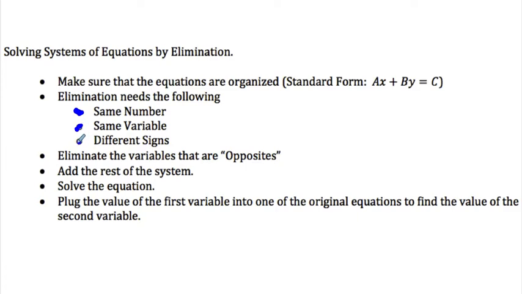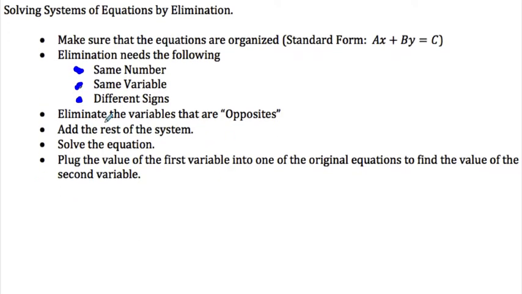But then one of them has to be, they have to be opposite signs, so one positive and one negative. So same number in front of the same variable with different signs. Okay? And again, what this is saying, eliminate the variables that are opposite. That just means like a 2 and a -2, or a 5 and a -5, or something like that.